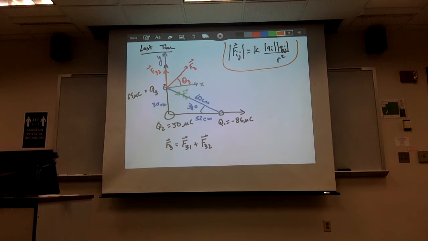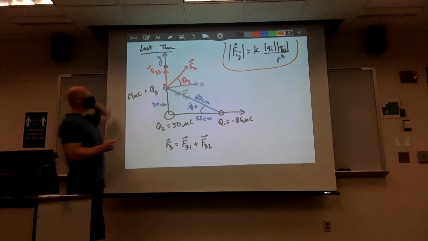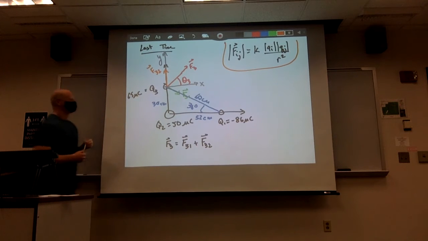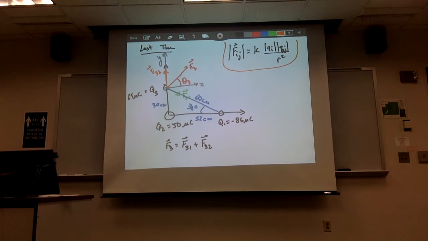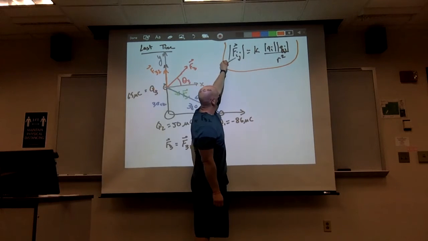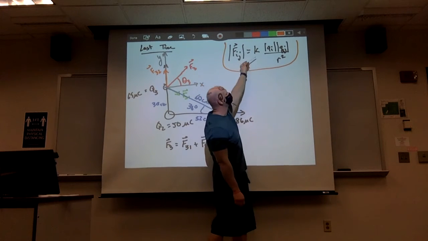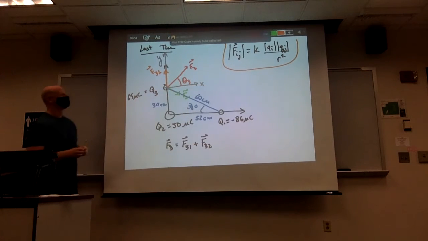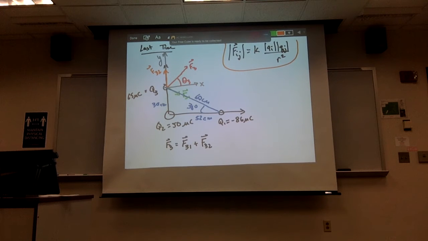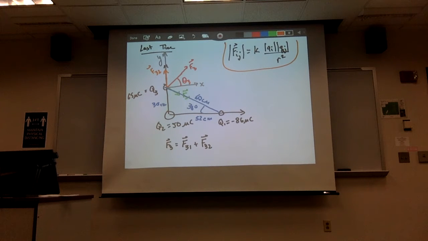And as we discussed, what that means then is we're going to use superposition, which says that the total force in this case, rotated at this particular angle, is going to be equal to the sum of the forces between the third charge and the first charge, and the third charge and the second charge. And just to remind you, Coulomb's law says that the force on the ith particle by the jth particle is equal to k, where k again is a constant, times the magnitude of the first charge times the magnitude of the second charge, all divided by the distance r squared between the 2.